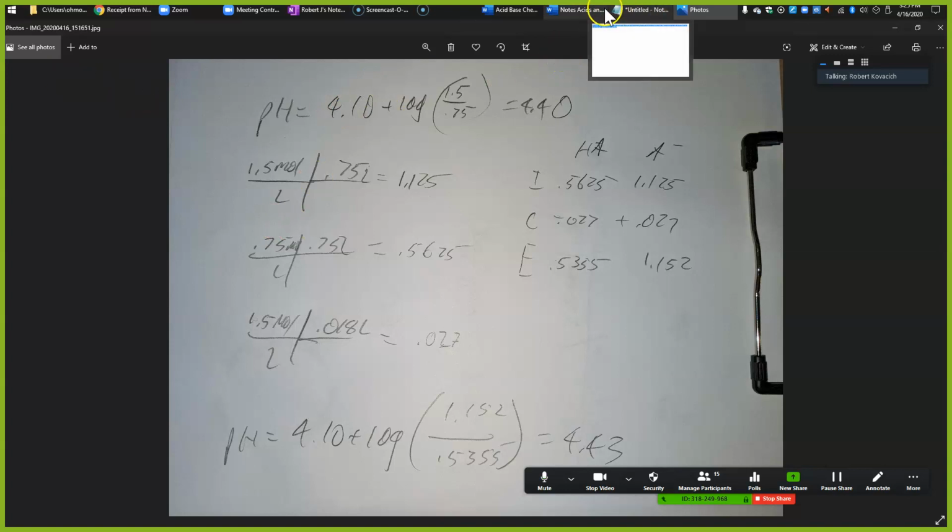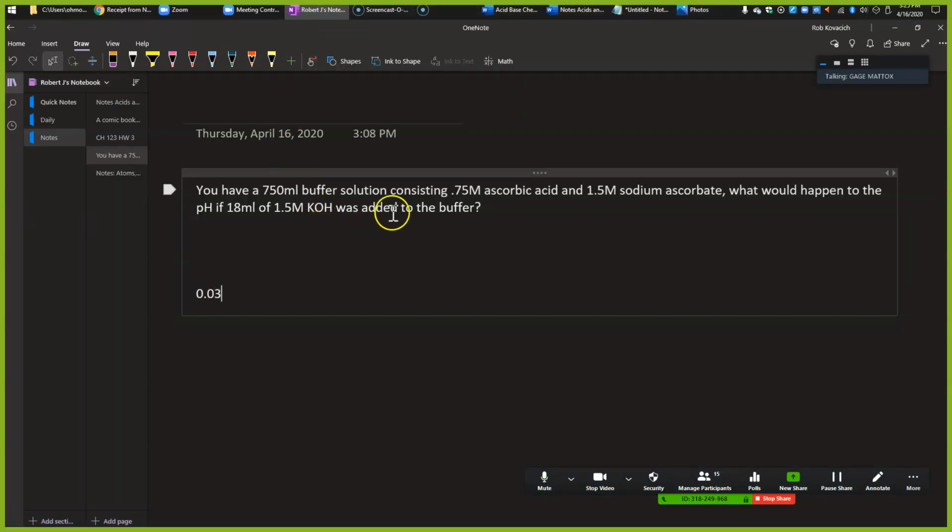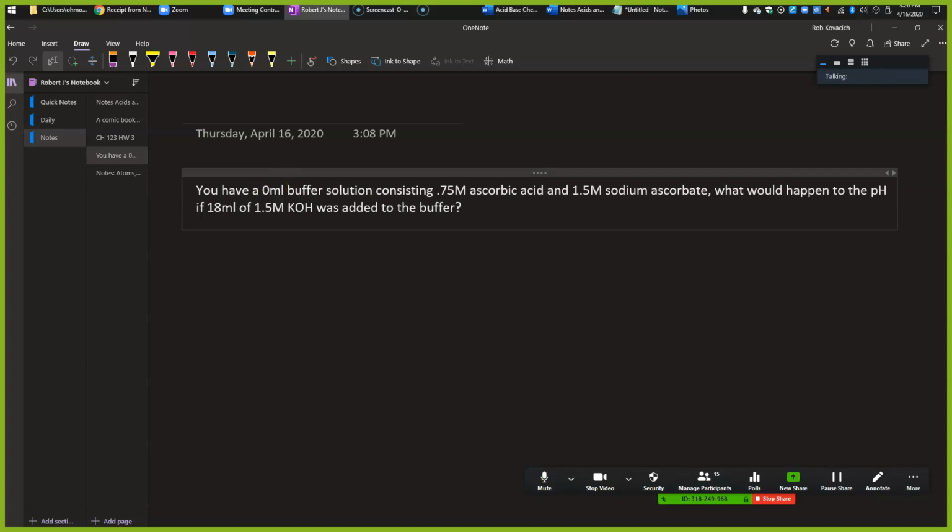The problems are all super similar. So here's another practice problem. I'll change this number here to, I don't know, 950. I'm going to change this to 5. I'll change this to 1.25 molar, and then, I don't know, butanoic acid, a very, very stinky weak acid. And then I'll do sodium butanoate.